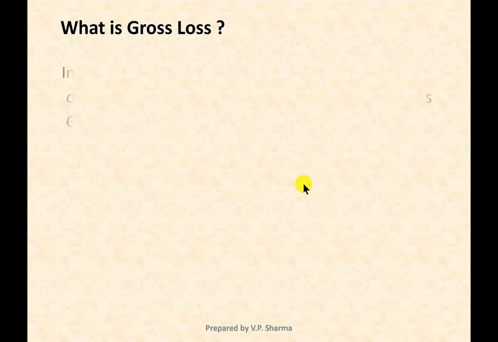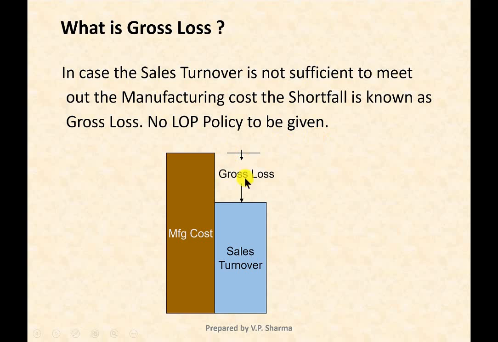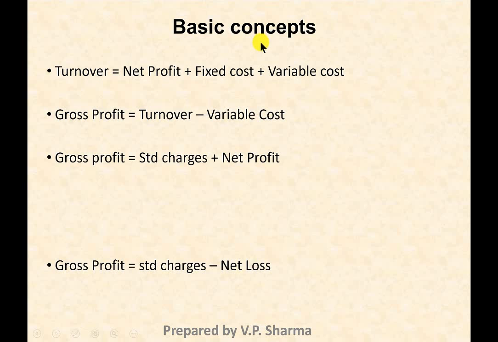What is gross loss? It is the reverse of gross profit. That means the sales turnover is not sufficient to meet the manufacturing cost. Then the shortfall is known as gross loss. So as we have already discussed, LOP policy should not be given in this situation. Here is the example. Here the manufacturing cost is higher than sales turnover. If you take manufacturing cost as 100 and sales turnover as 70, then in that situation the gross loss suffered by the client would be 30. These are the basic concepts.